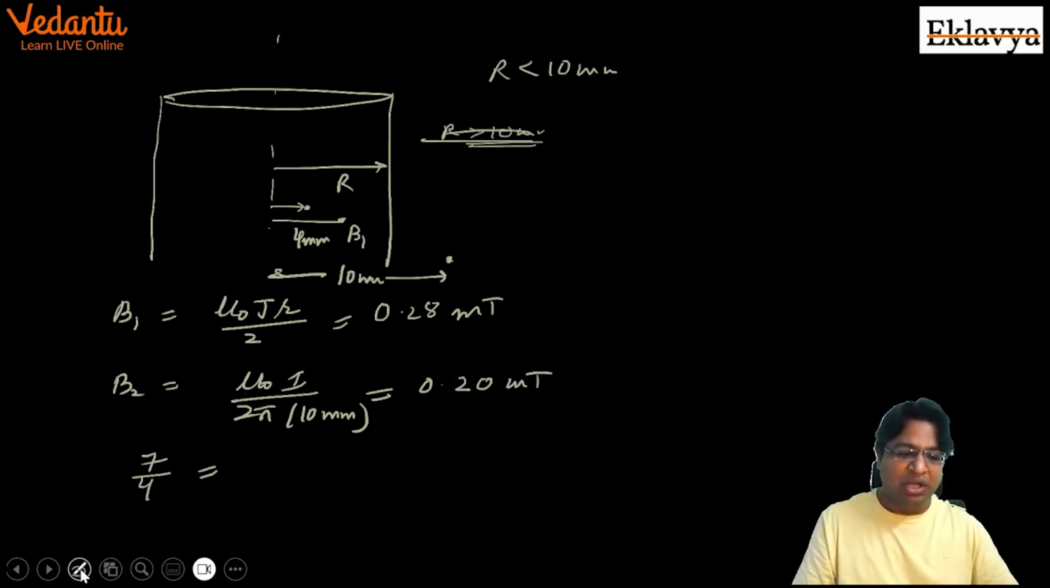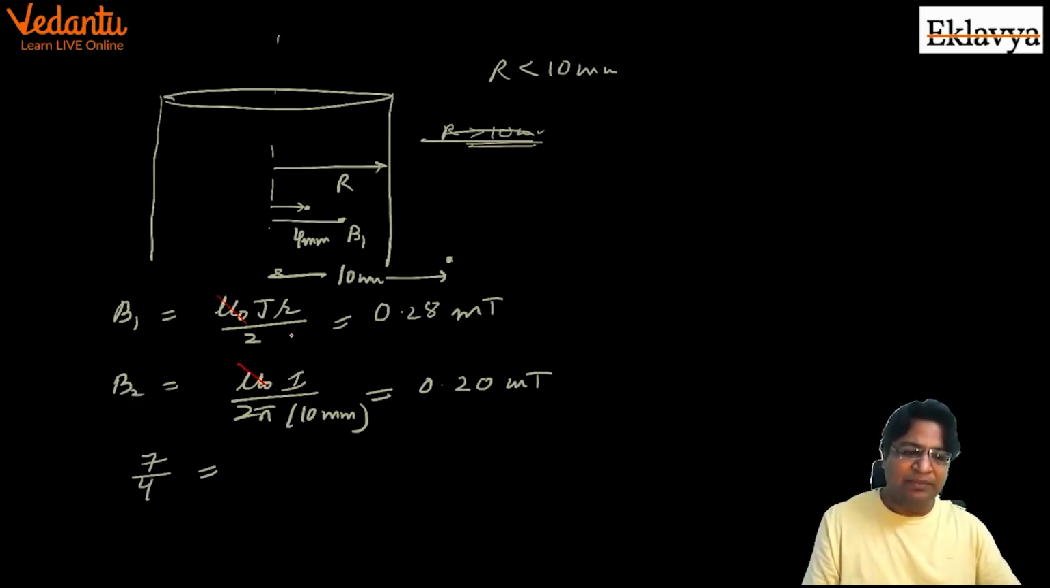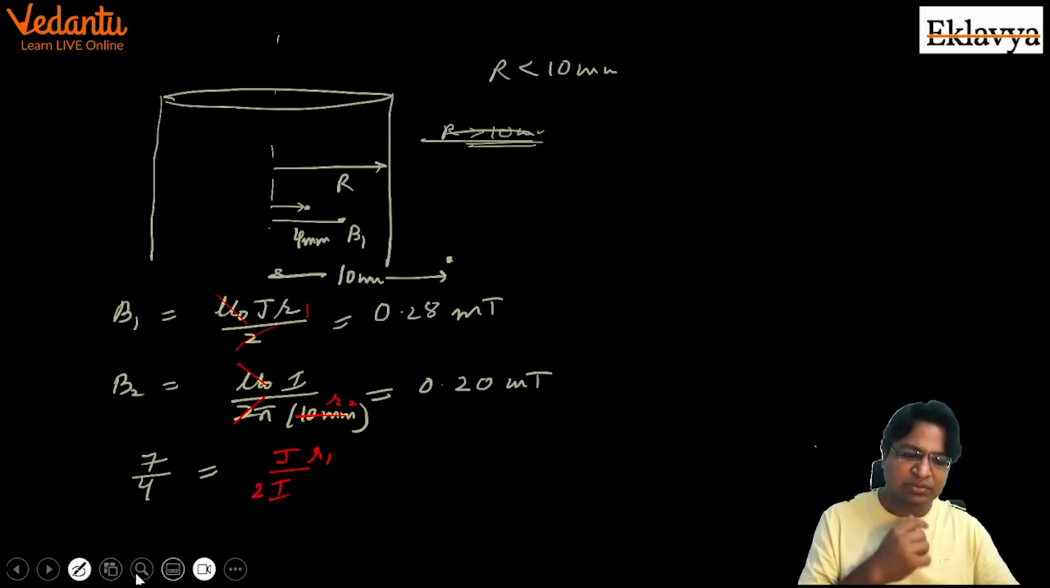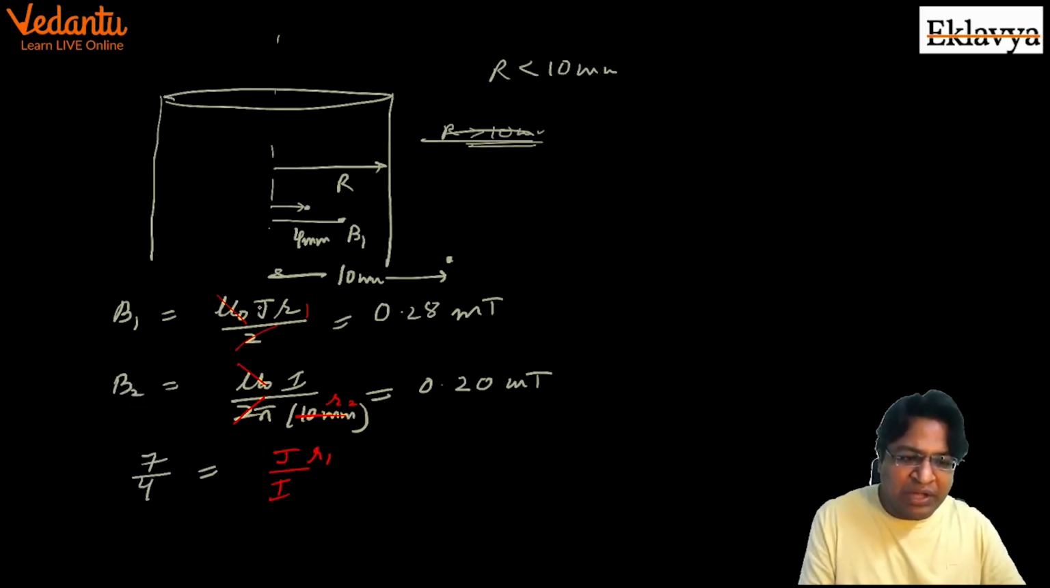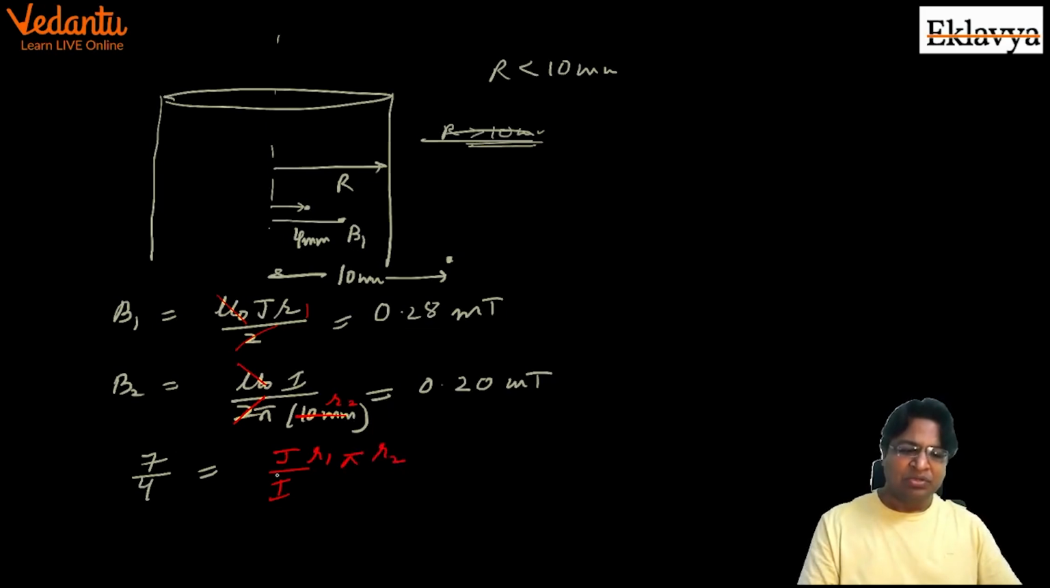When I take this ratio, what gets cancelled? This mu naught gets cancelled, and I get J divided by I. Let me call this R1, let me call this R2. Instead of 10, let me write it as R2. So J R1, this 2 gets cancelled with 2, so let me get rid of this 2. I have written J R1, 2 has got cancelled. From here, we will be left with I. Pi is there, so pi will go in the numerator, and also R2 will go in the numerator. So this is what I get.